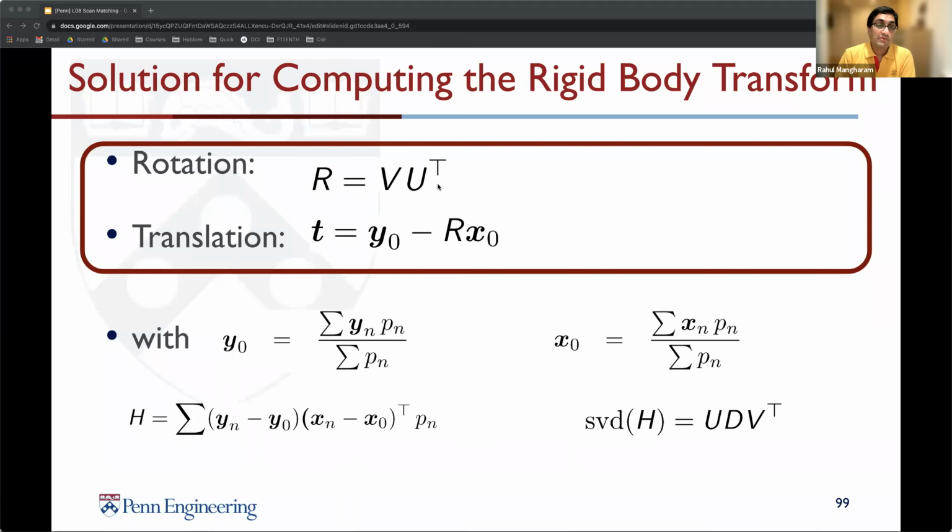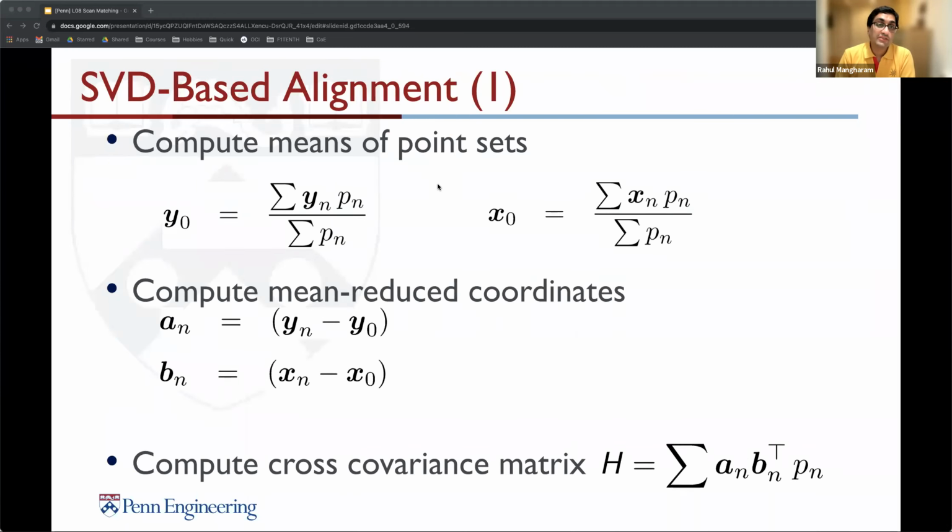So what I can now look at is the direct solution, which says that I need to compute the mean, or in this case the weighted mean, of my point set y and my point set x, shown over here, indicated as y0 and x0. So it's just a weighted sum of the points themselves.